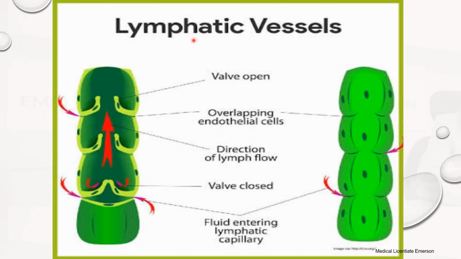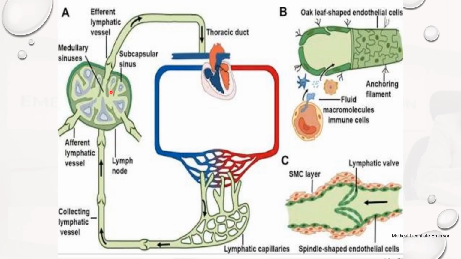Okay, then this is how the lymphatic vessels look. They have a valve which is open, and they have overlapping endothelial cells. And of course, this is the direction of the flow of the lymph. Then this valve, of course, is closed to prevent backflow. Then fluid entering the lymphatic capillary network. Okay, then this is what we are talking about.